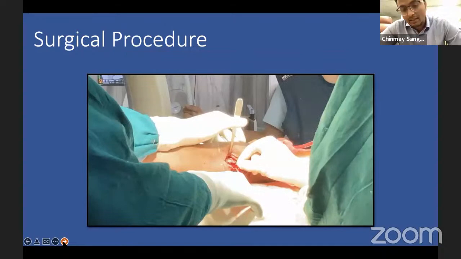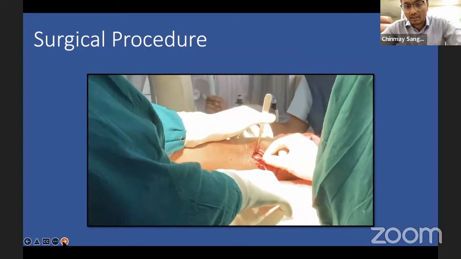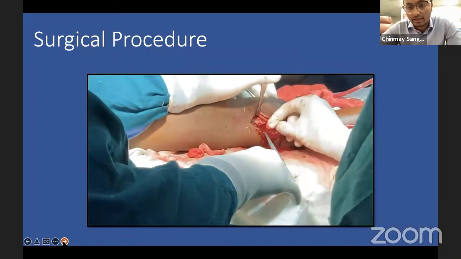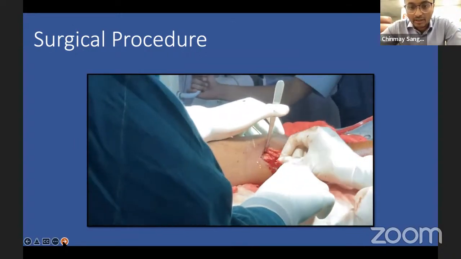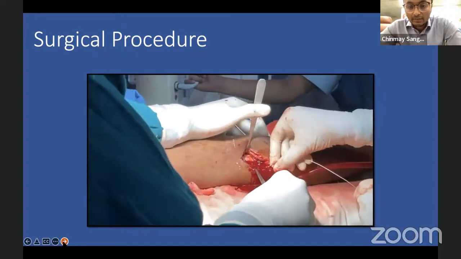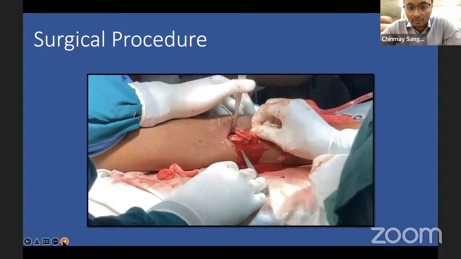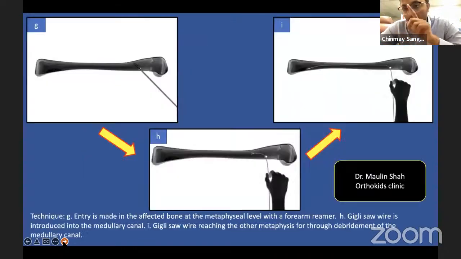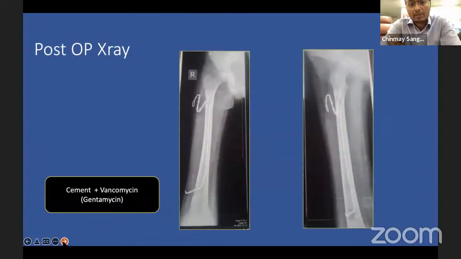Similarly, from the lateral side, I made a window, and as Gaurav sir and Maulin sir taught me about the medullary decompression, I put the Ziegler saw, and you can see there is a continuous gush of pus coming from the medullary canal. Similarly, I am not able to go for the proximal part, so I made a window in the proximal part of the femur and again used the Ziegler saw. This is the technique taught to me by Dr. Maulin sir. Because we thoroughly debride this space, there is a continuous gush of pus coming from the bone.